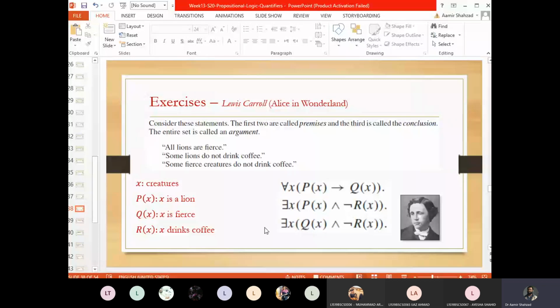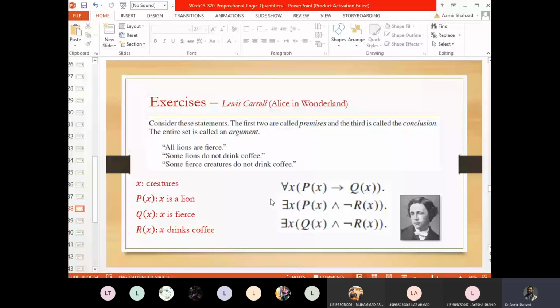Not R of x. R of x was our x drinks coffee. So not R of x: it does not drink coffee. So for some creatures, P of x and not R of x. These are lions and they do not drink coffee. So some lions do not drink coffee.